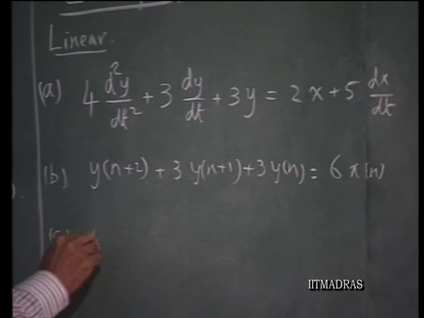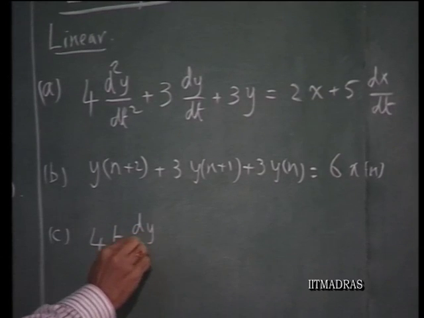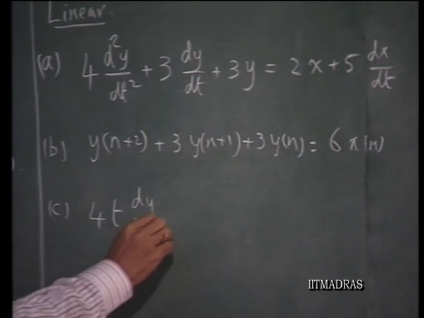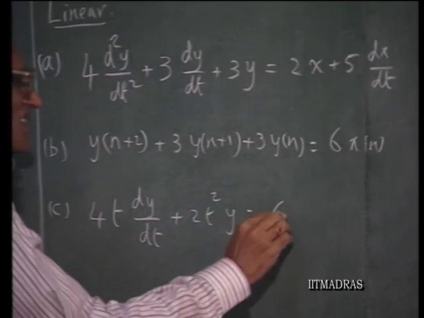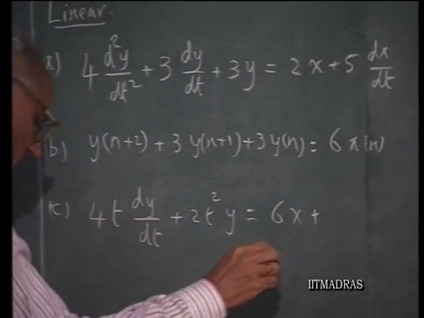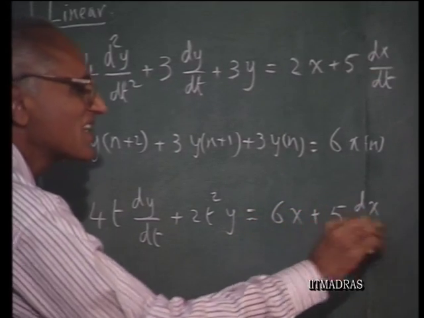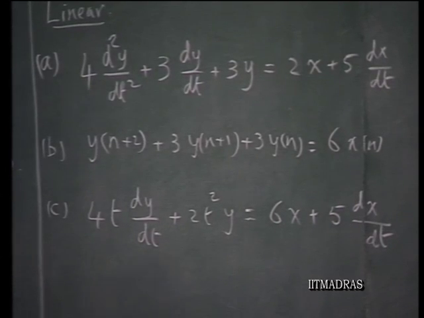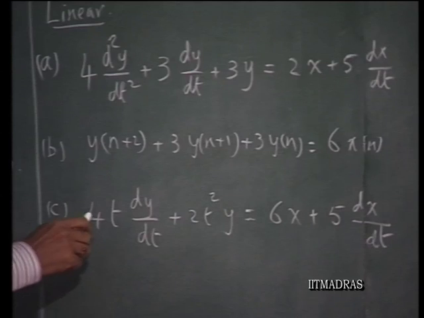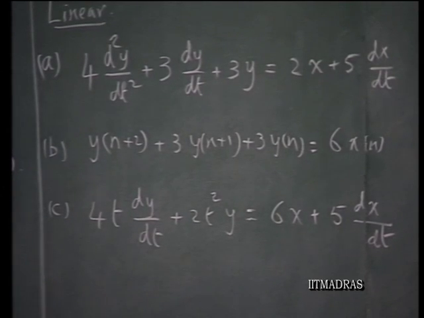Let us take another example: 4t dy by dt plus 2t squared y equals 6x plus 5 dx upon dt. Now, here we have the coefficients of the various derivative terms as functions of time: 4t, 2t squared and so on. This also is an equation pertaining to a linear system.